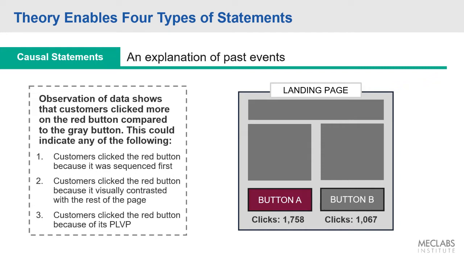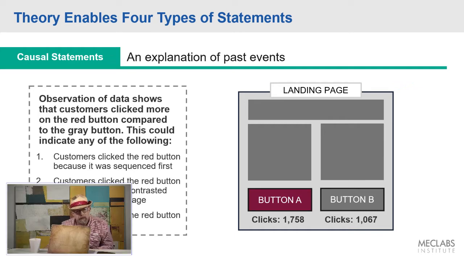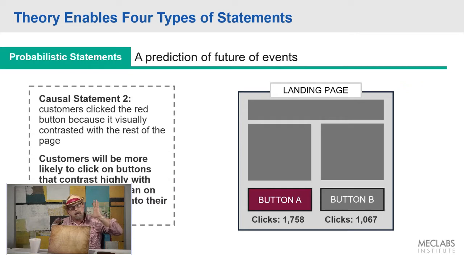Customers clicked the red button because it visually contrasted with the rest of the page. That's a different reason. And it can become the kernel of a hypothesis. And thirdly, customers clicked the red button because of its process level value prop. It promised something in exchange for the click. This has to do with the text of the button. All 3 of those are explaining what happened historically, but they do this so that we can make a probabilistic statement, and that is we can predict what will happen in the future.